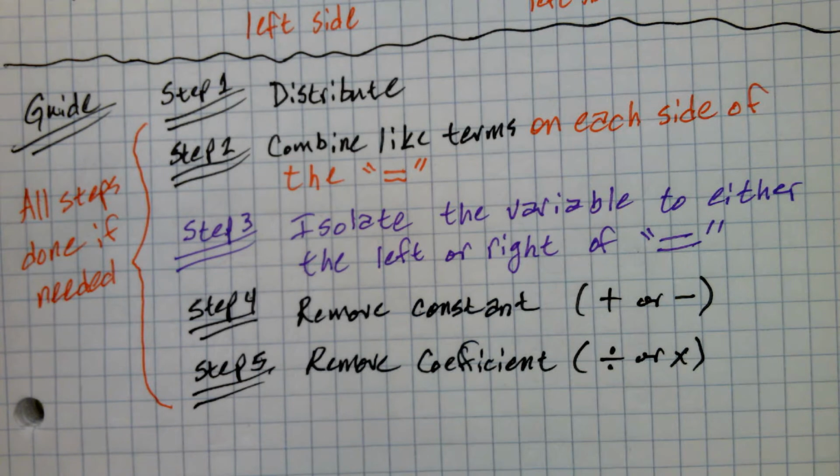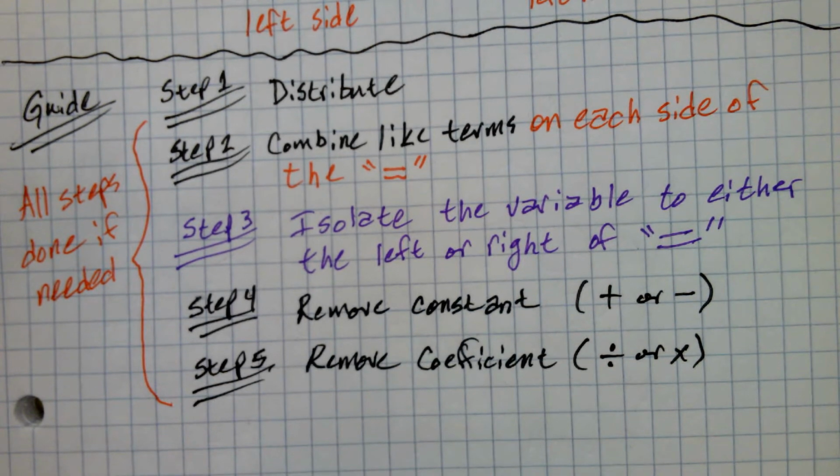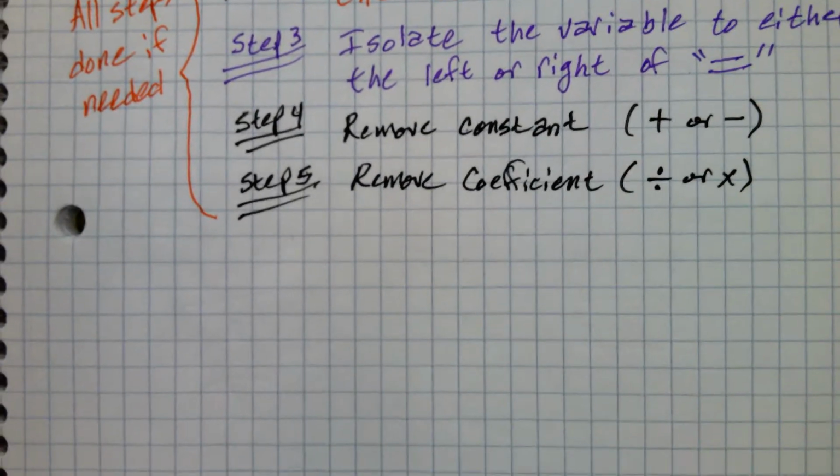Yeah, to isolate means to get it by itself. Sometimes you want to be isolated, you just want to be by yourself, or sometimes you want to isolate something, get it all by itself away from everything else. That's what we're going to do with our variables. Okay, you guys ready?